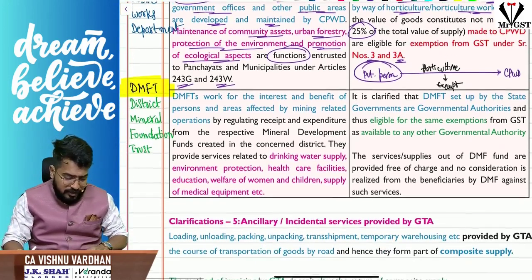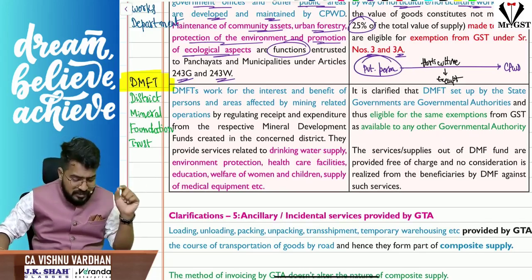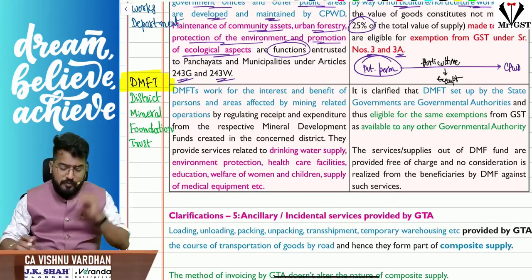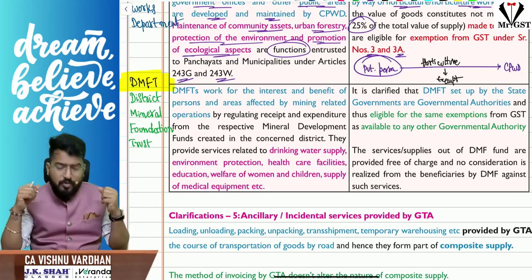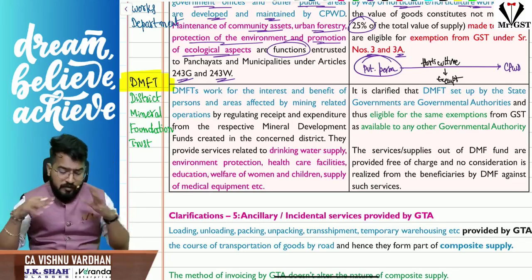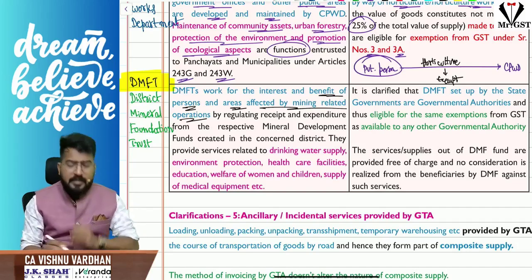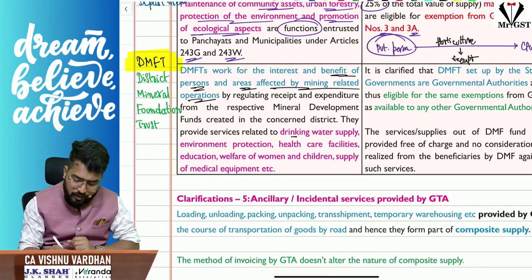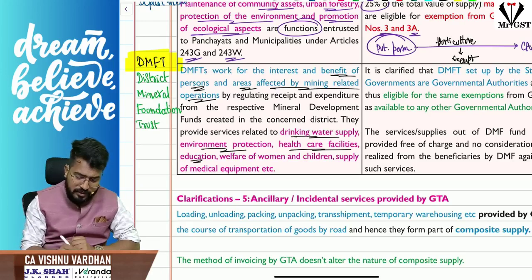The another clarification is with respect to DMFT. So DMFT is nothing but District Mineral Foundation Trust. So this trust generally is set up normally because of the mining, etc., the people who are living in the surrounding areas, for their welfare. So for the benefit of persons and the areas affected due to mining related operations, sir, DMFT has been set up. Their main responsibility is to take care of providing drinking water and environment protection, healthcare facilities, education, welfare of women and children over there, and supply of medical equipment.